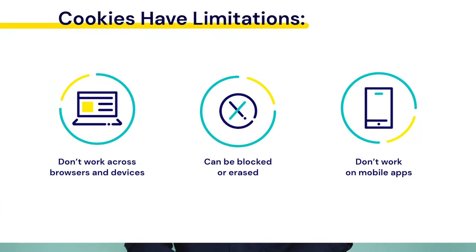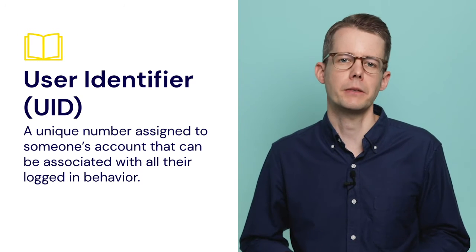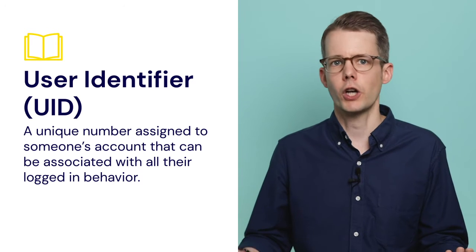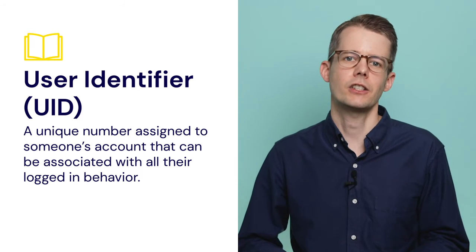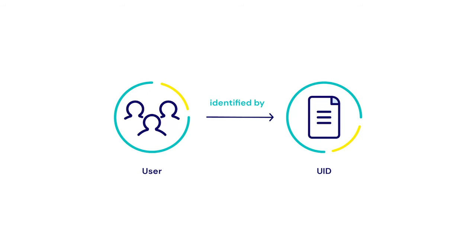For websites where people log in, a user identifier, a UID, can be created. A UID is a unique number assigned to someone's account that can be associated with all their logged in behavior. All interactions, regardless of browser or device, can be connected to a UID. And with a UID, interests, behavior, and demographics can be stored. Anytime a person logs in, further behavior can be associated with them. It is important to note that UIDs use a number or text files, but they don't store personally identifiable information.